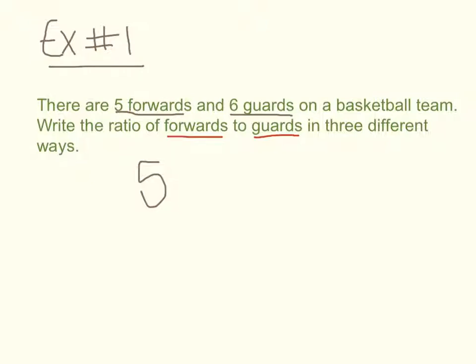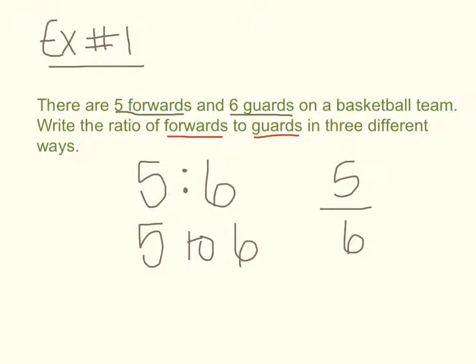So one way I can write it is with the colon in the middle. So 5 forwards to 6 guards. That's what that ratio says. Another way to write it is with the word to in the middle. And then the third way to write it is like a fraction, 5/6. So those are the 3 ways that we would write our ratio.